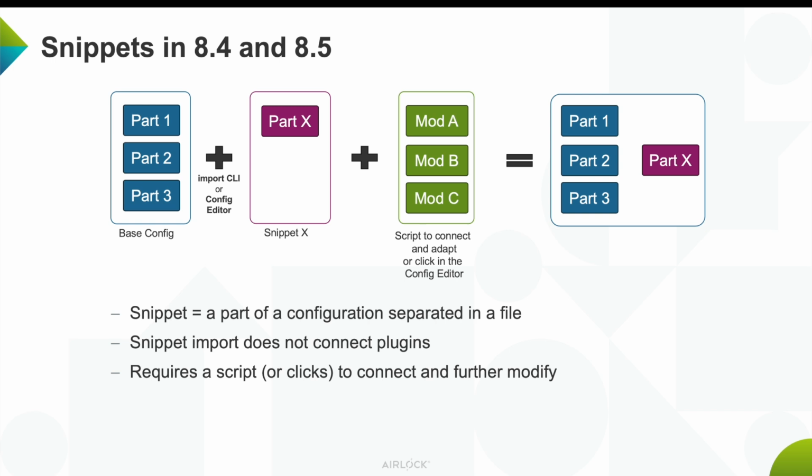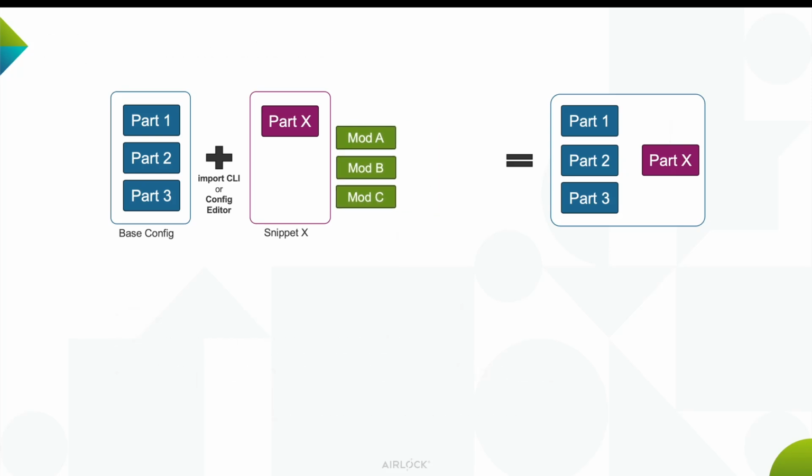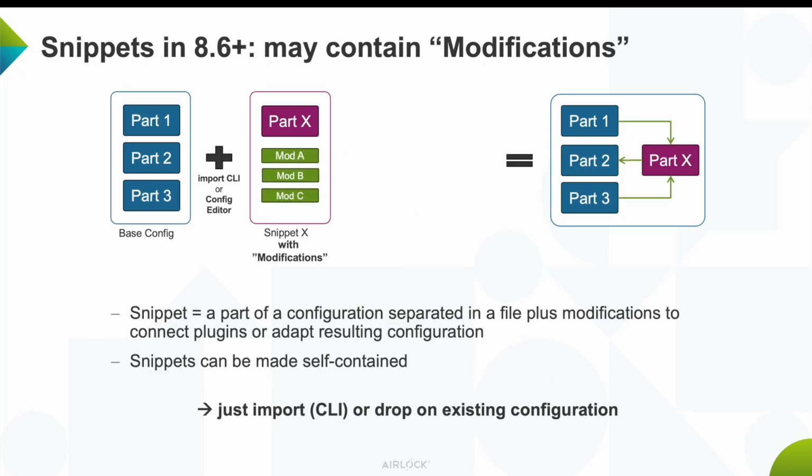We use the term modifications to describe such operations, such as connecting plugins or applying other changes in the configuration. As a result, up to IAM 8.5, snippets were not fully self-contained, since the required modifications were not included in the snippet itself. This limitation has been addressed with IAM 8.6. Starting with 8.6, modifications can also be part of the snippet. In addition to plugins, a snippet can now define a list of modifications too.